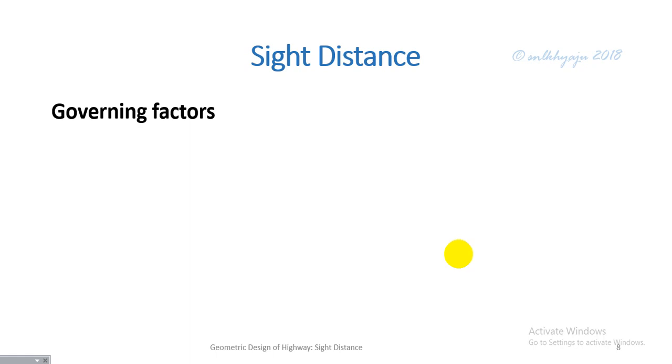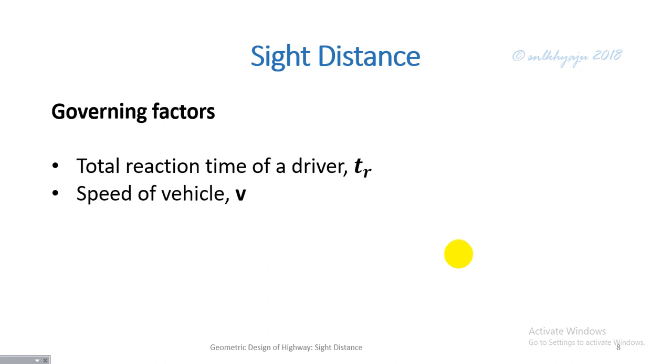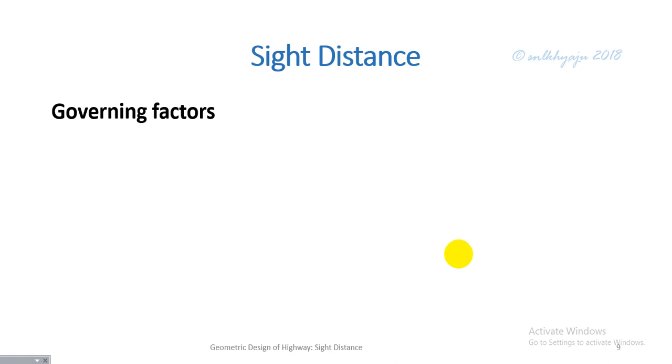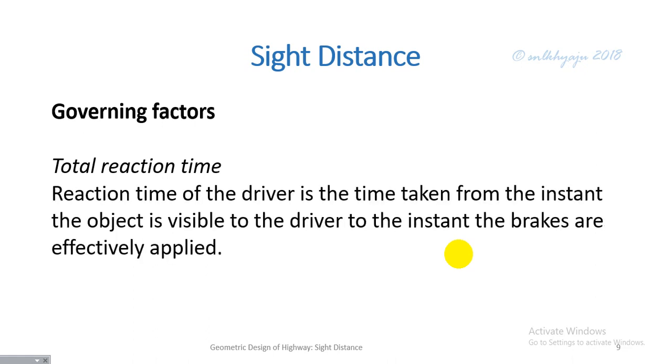And the governing factors of sight distance are total reaction time TR, speed of the vehicle, efficiency of brakes, frictional resistance, and gradient, that is the longitudinal slope i. The main governing factor of sight distance is total reaction time.